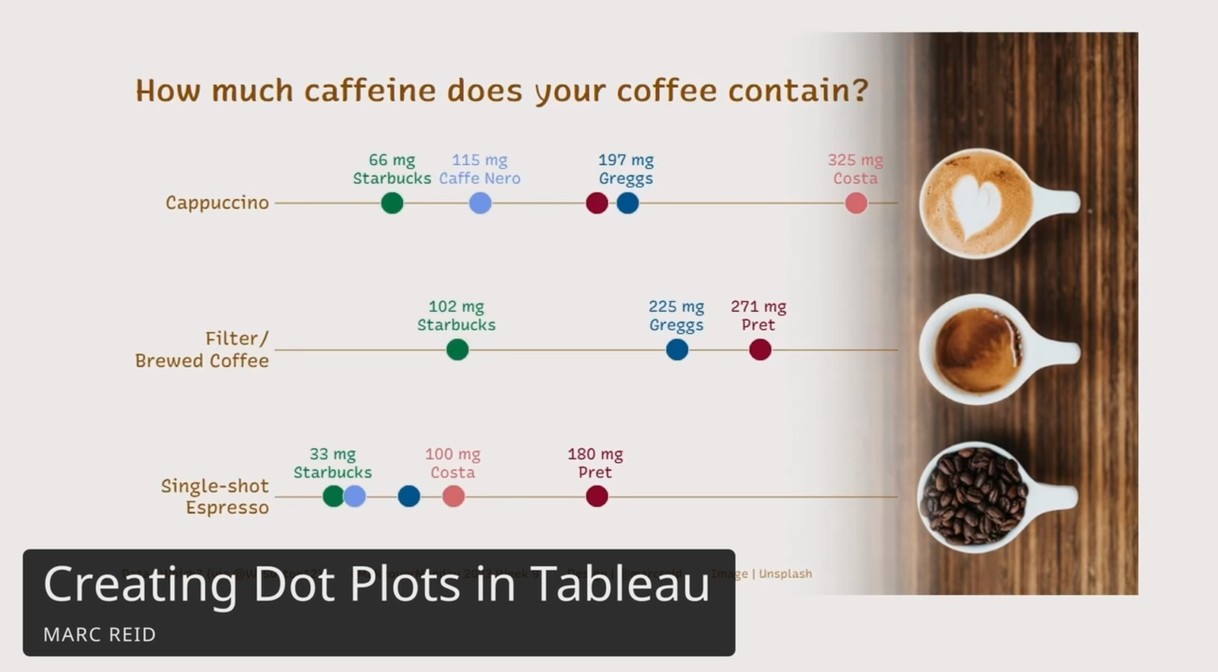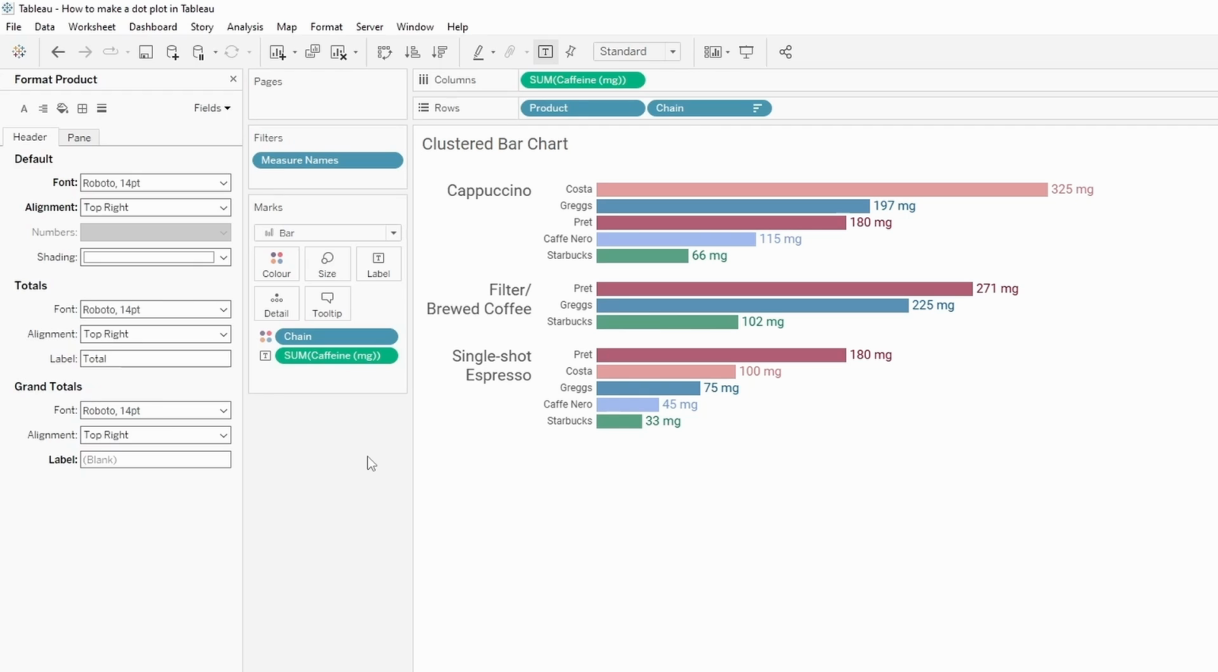Hey, it's Mark. In this video, we're going to be looking at how you can create a dot plot chart in Tableau. And the dot plot can be a nice alternative to the clustered bar chart, which can also be used for this type of data in this structure, which we're going to be looking at today.